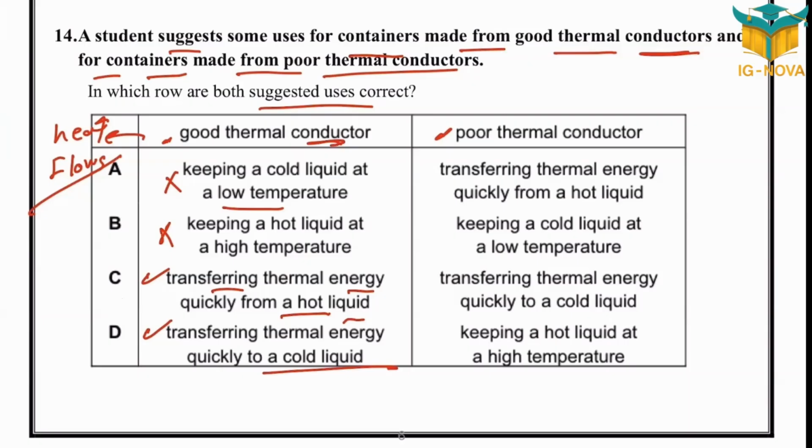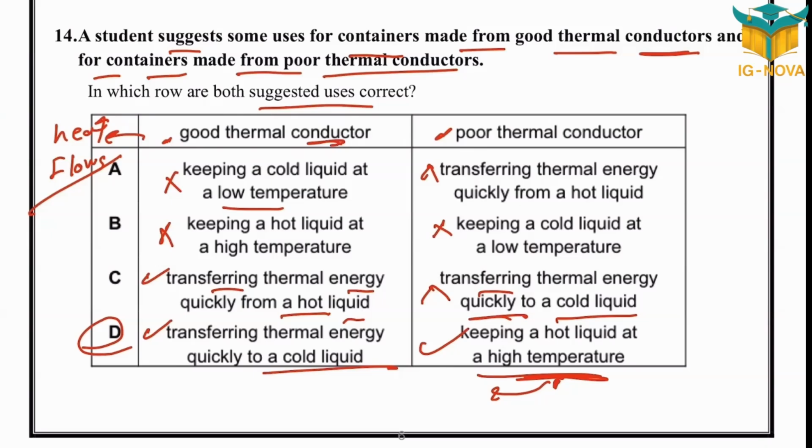For a poor thermal conductor, we cancel A and B. For a poor thermal conductor, transferring thermal energy quickly to cold, no. So keeping a hot liquid at a high temperature for a longer time than a conductor, yeah. So I'm going to go for D.